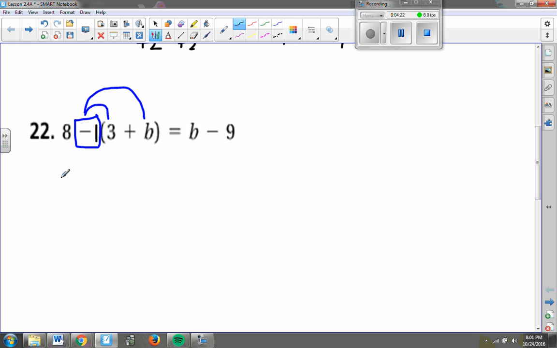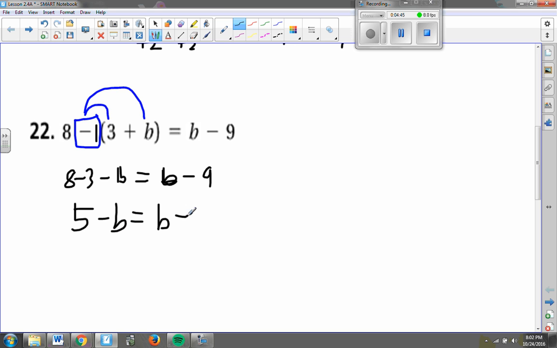Okay, when I do that distributive property, I end up with 8 minus 3 minus 1b equals b minus 9. The first thing I notice right away, 8 minus 3, these two numbers right here can be combined. That's a 5. 5 minus b equals b minus 9. Okay.